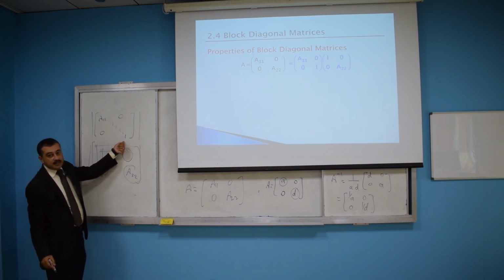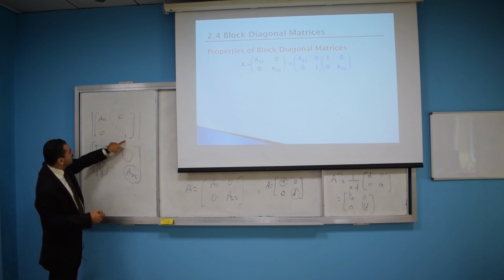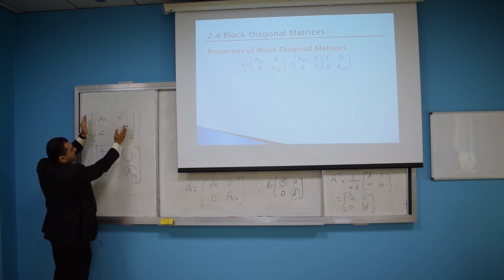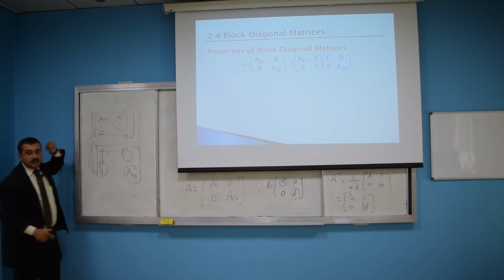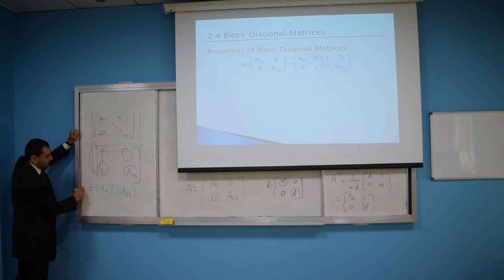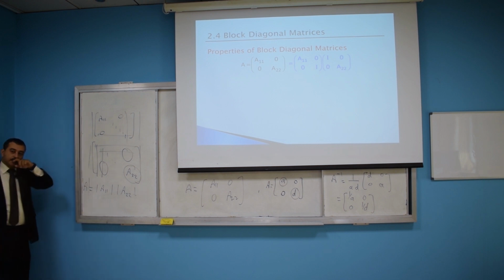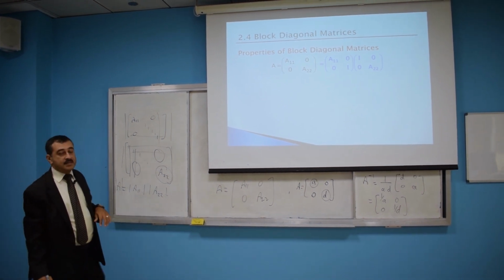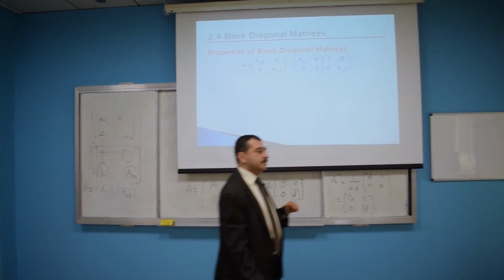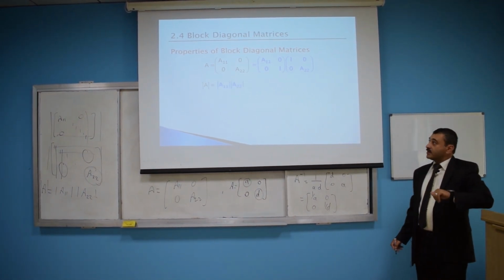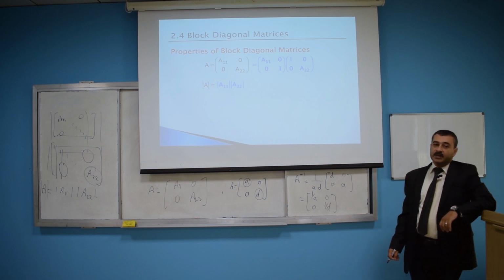Similarly, for this guy, expand using the last row. So we'll get 1 by subdeterminant here, and then 1 by, and so on until you reach the determinant of A11. So the determinant of A is simply the product of the determinants of the block matrices on the diagonal. Okay? So this is a property for the block diagonal matrix.